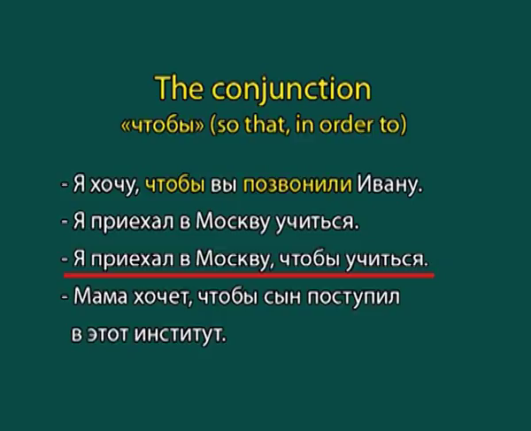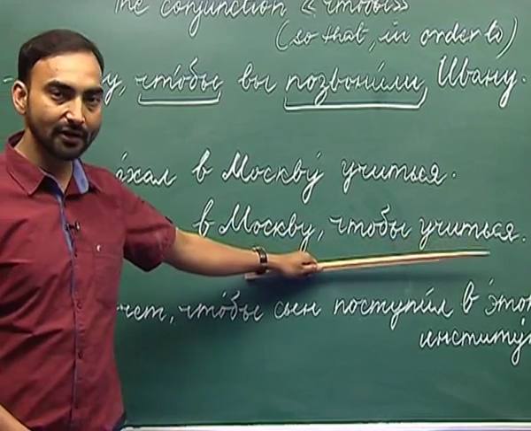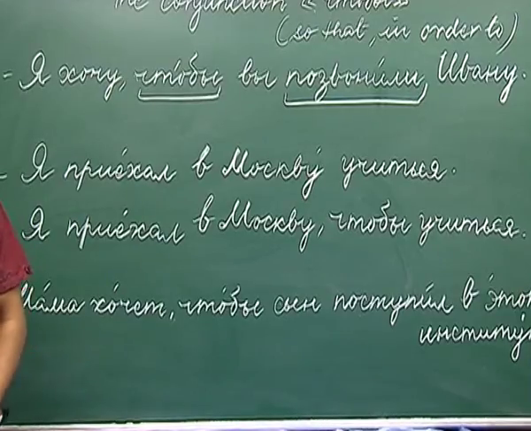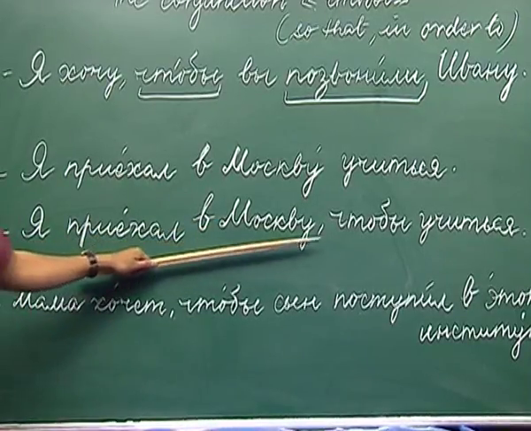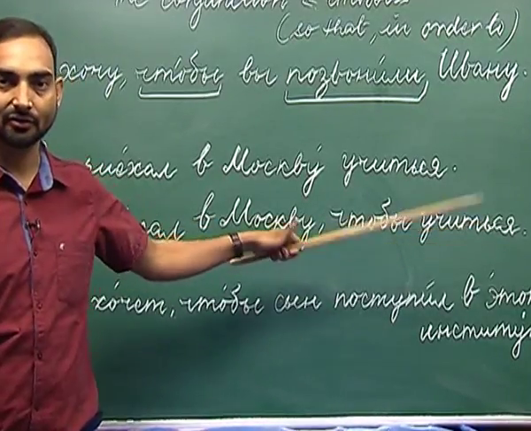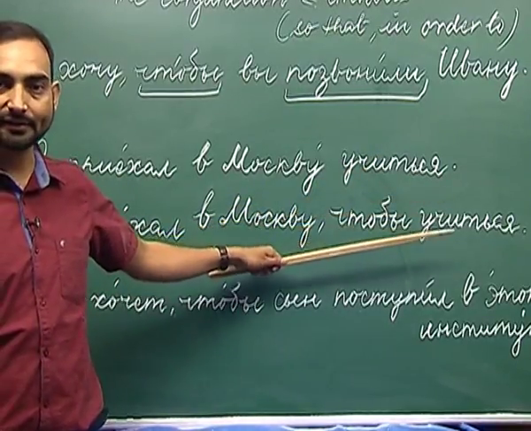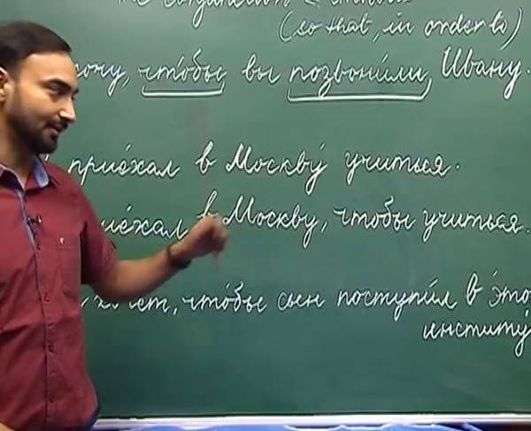Ya priechal v Moskvu shtoby uchitsa. Here, as you can see, this is the subordinate clause with shtoby, but the meaning remains the same. I have come to Moscow in order to study. So, the meaning is the same, but here a complex sentence has been used to convey the same meaning.